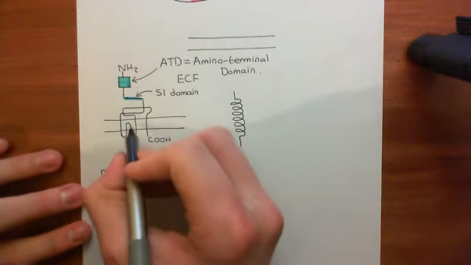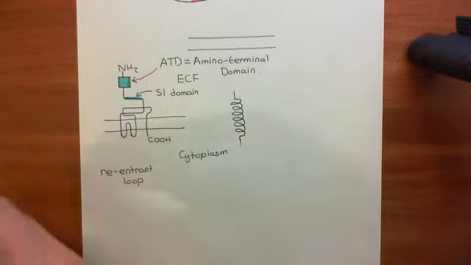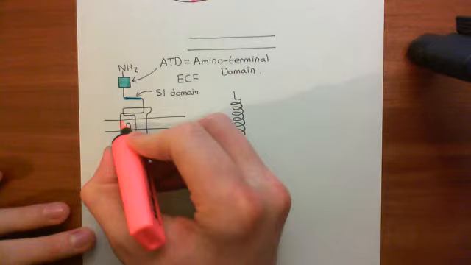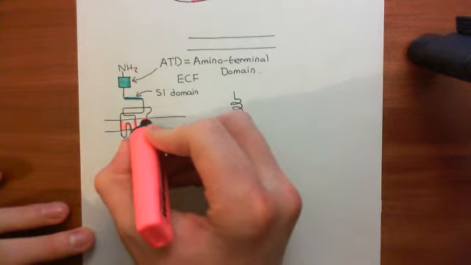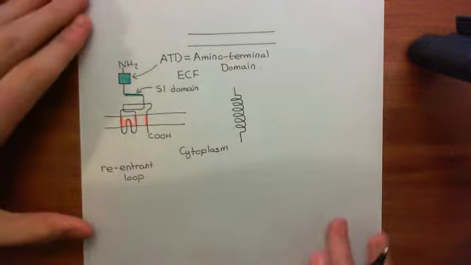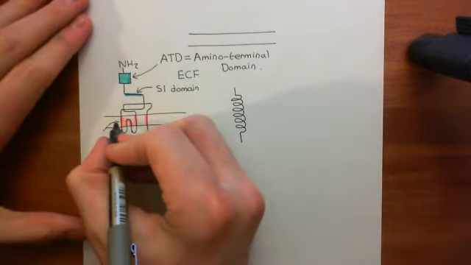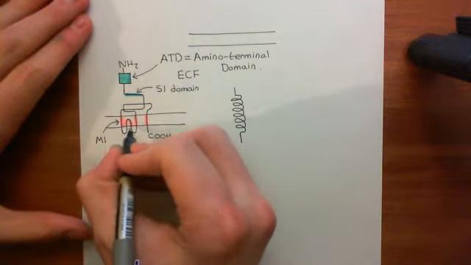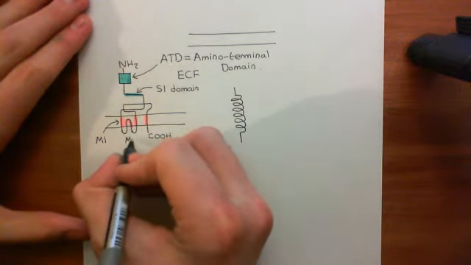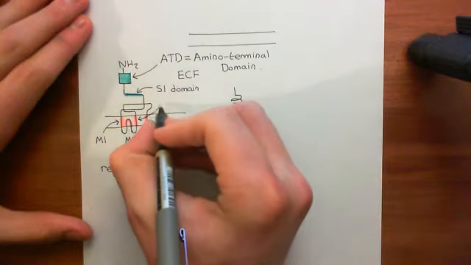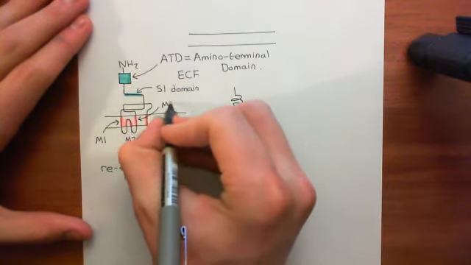Let's talk about the membrane portions. We have three membrane spanning alpha helices, and we also have this re-entrant loop. These are the membranous portions, the portions that are in the membrane. The first membrane spanning alpha helix is called the M1 domain. This re-entrant loop is then called the M2 domain. The second full membrane spanning alpha helix here is known as M3.